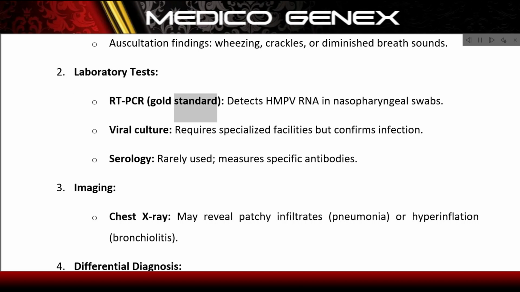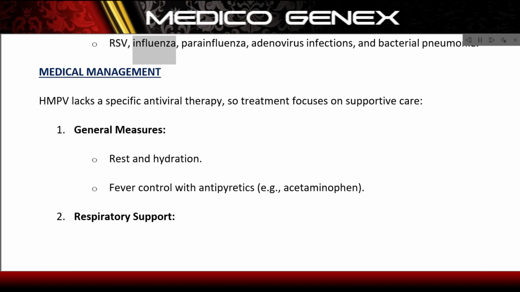RT-PCR, gold standard, detects HMPV RNA in nasopharyngeal swabs. Viral culture, requires specialized facilities but confirms infection. Serology, rarely used, measures specific antibodies. Imaging. Chest X-ray, may reveal patchy infiltrates, pneumonia, or hyperinflation, bronchiolitis. Differential diagnosis. RSV, influenza, parainfluenza, adenovirus infections, and bacterial pneumonia.